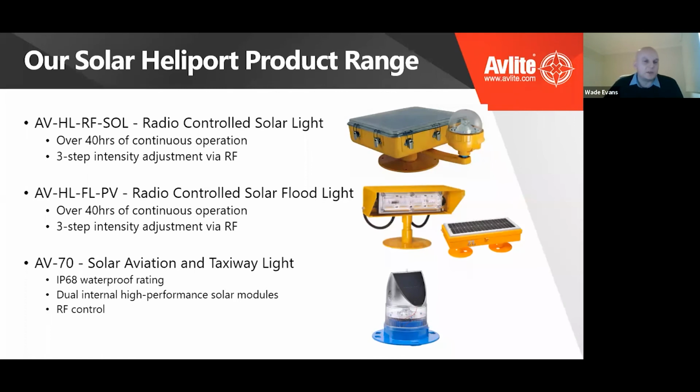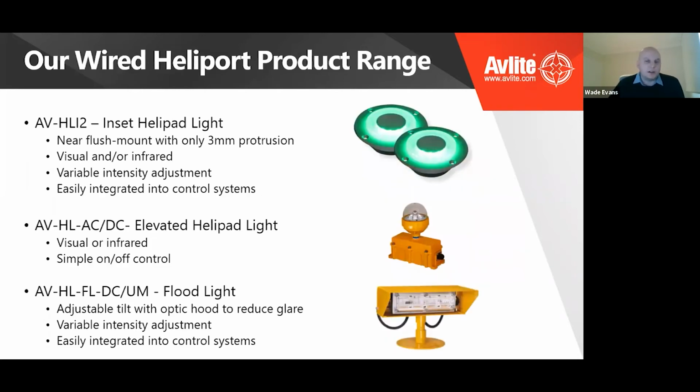At the bottom there, we're talking about the AV70, which is our solar aviation and taxiway light. That's designed specifically for those taxiway applications. It's IP68. It has dual high-performance solar modules, which really makes it sustainable anywhere in the globe. And then once again, also has RF control. So that's our solar product line. And now we'll move on to our wired product line.